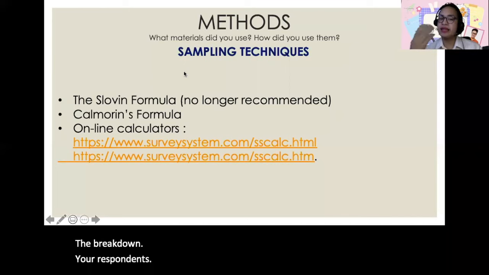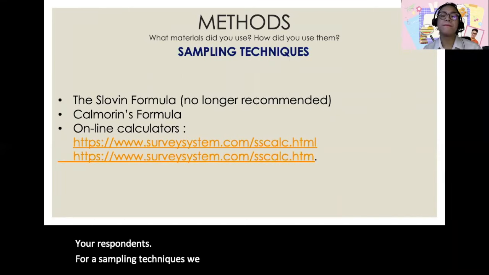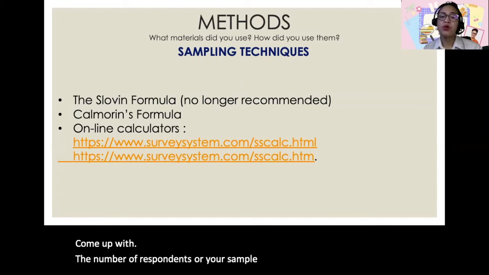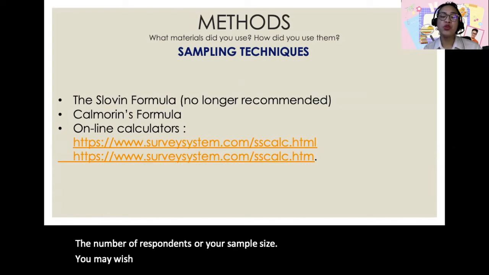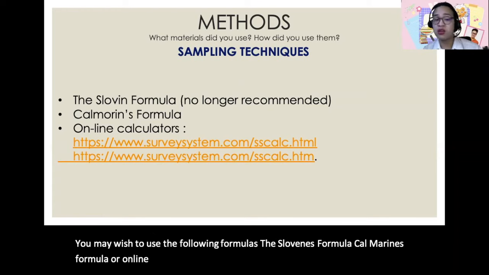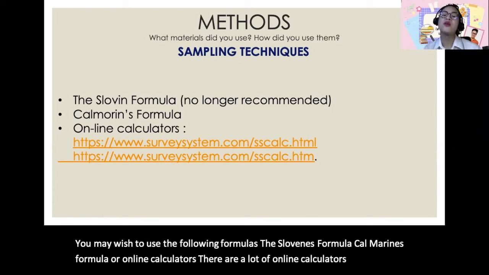For sampling techniques, in order for you to come up with the number of respondents or your sample size, you may wish to use the following formulas: the Slovin's formula, Calmarin's formula, or online calculators. There are a lot of online calculators to compute for your sample size.